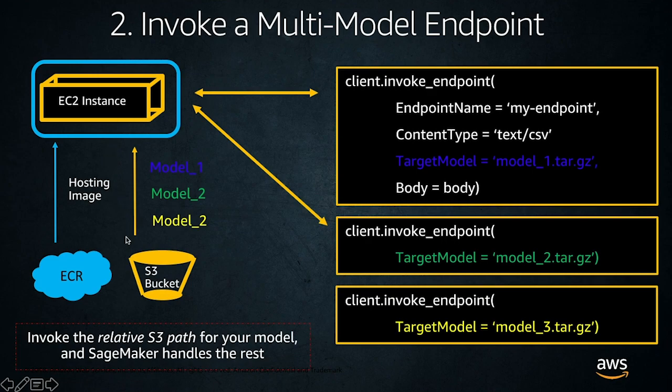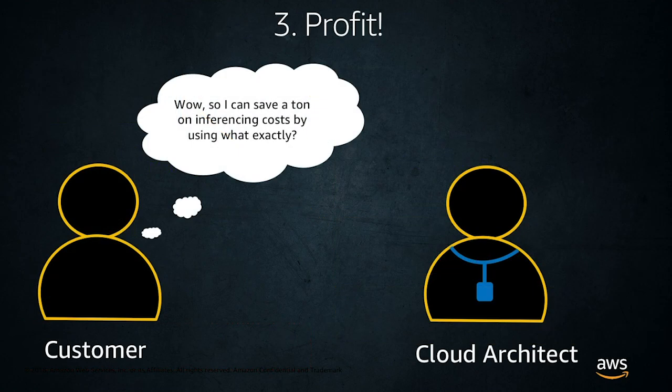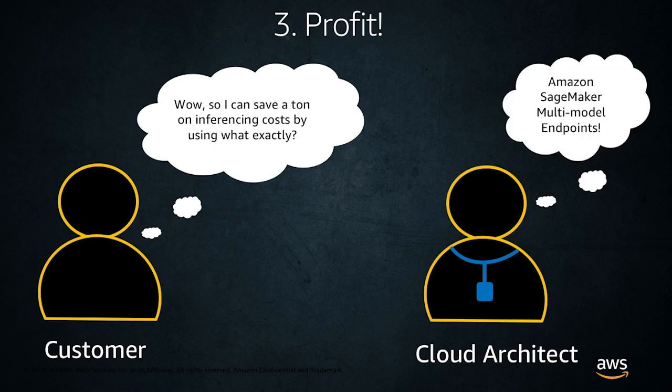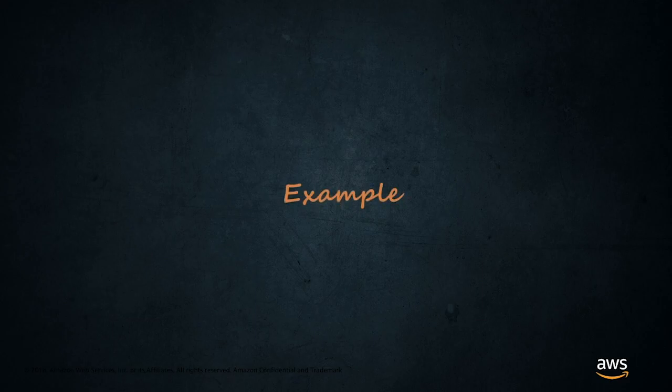So that means that SageMaker is managing the memory. It's actually managing, based on the invocation speed and volume, which models to hold in memory, which models to hold on disk, which models to delete, and which models to copy over from S3. So the reality here is that you can actually save a lot on inferencing costs by using what exactly? And so that's multi-model endpoints. And let's check it out.